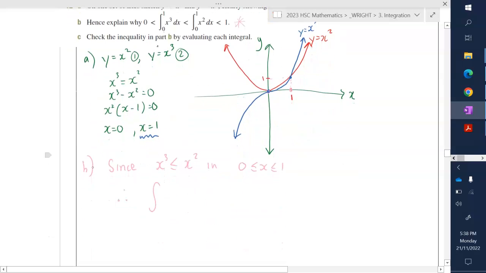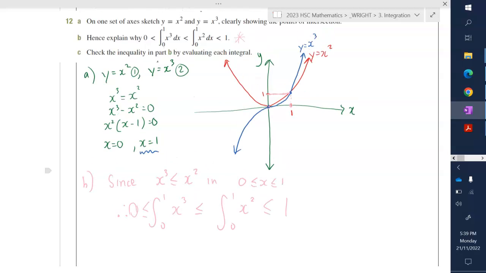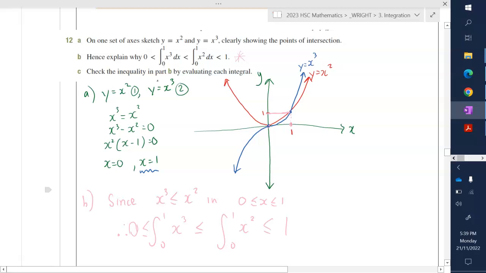Therefore, in that same range, the integral of x cubed between 1 and 0 is less than or equal to the integral of x squared. We know that. That's our area under the graph. What we can also say is that it's bigger than 0, because here's our 0 line along here. And it's less than or equal to 1, because here's our 1 across here. So we can explain it like that if we like.